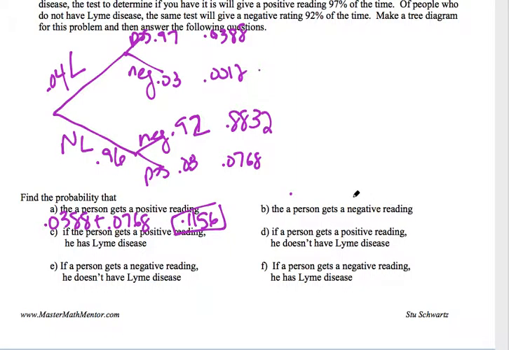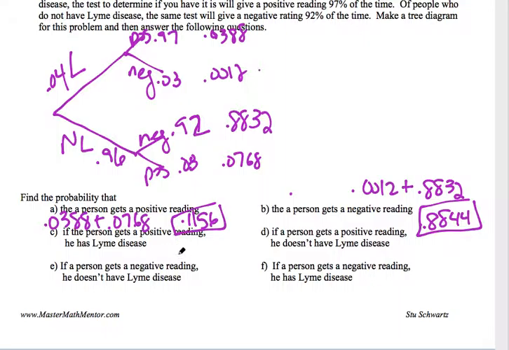Okay, the person gets a negative reading. Okay, so the negative reading is 0.0012 plus 0.8832. When we add those up, we get 0.8844. Okay, so I'm adding up all of the possibilities of like this one, all the positives. Here's my positive right here, and then I follow this tree. My positive is right here, and add those up.